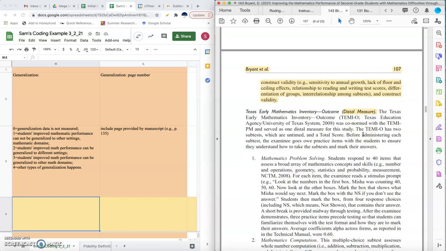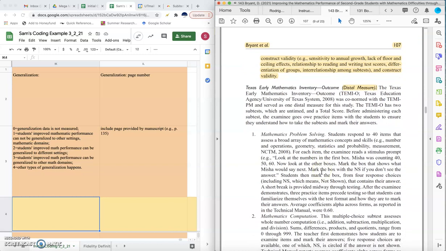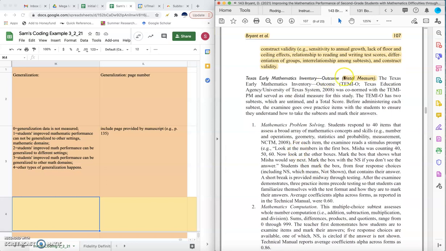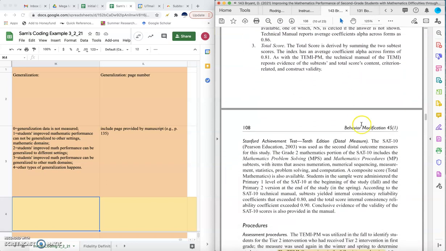So these are going to be much larger tests that will assess things you can see like math problem solving, computation, sort of a broader scope of are your general skills being impacted to the degree that you're just sort of better in math at these general skills. So the TEMI-O is a distal measure, and the Stanford is a distal measure.